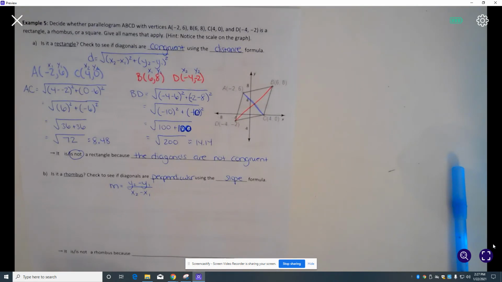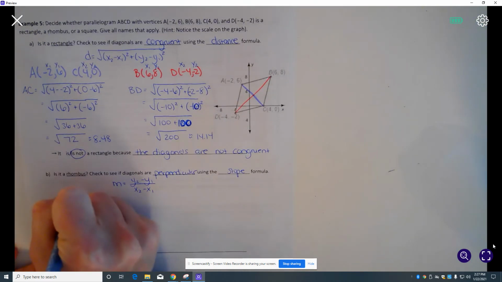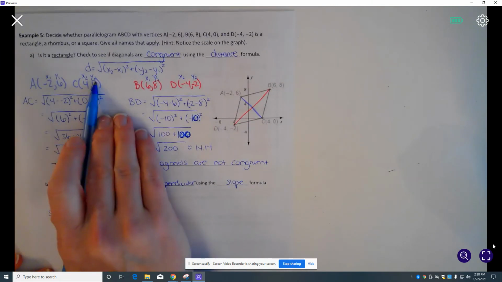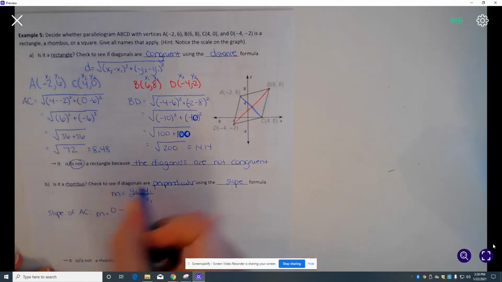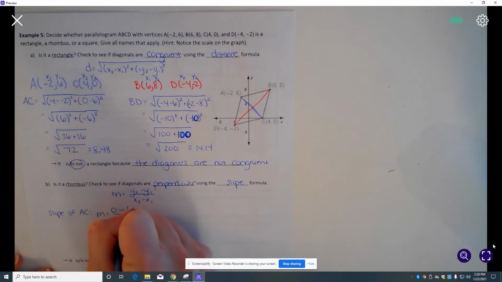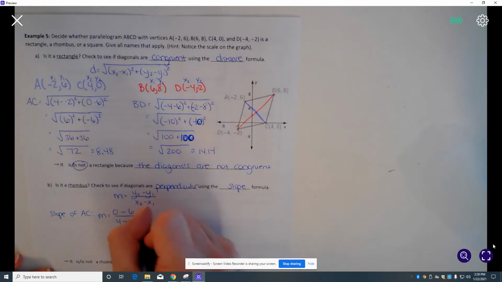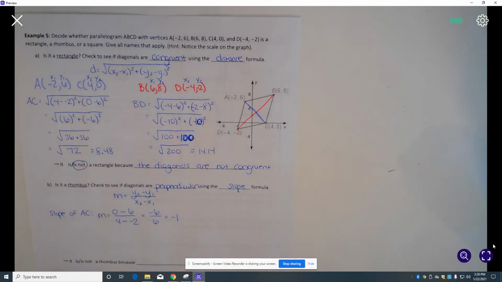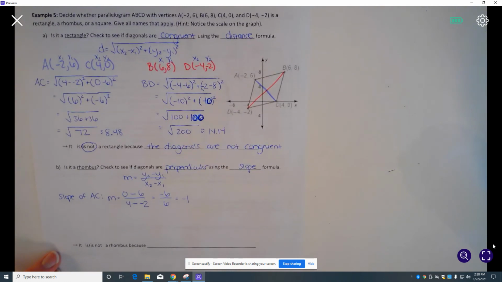So the slope of AC: y2 is 0, minus y1 is 6, over x2 is 4, minus x1 is -2. So I'm left with -6 on the top and +6 on the bottom. So the slope of diagonal AC is -1.